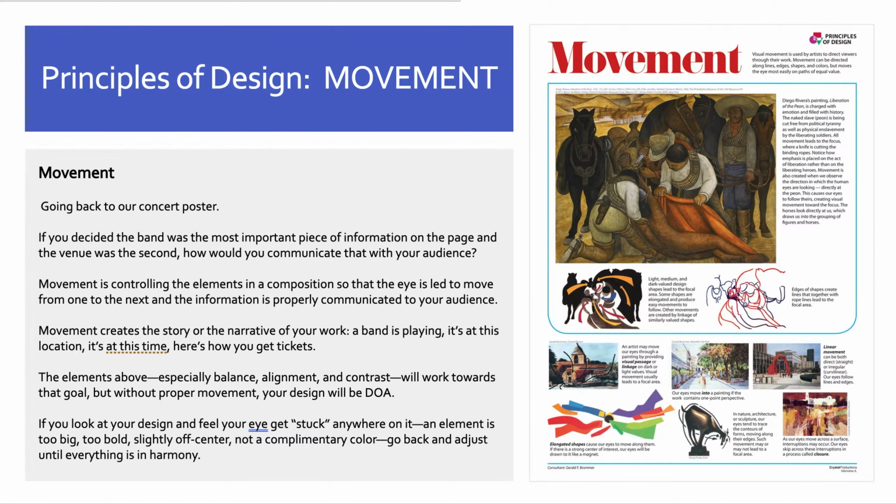Okay, movement. So movement is controlling the elements in the composition so the eye is led to move from one to the next and the information is properly communicated. Movement will create the story or the narrative of your work. We saw that with the series of flowing circles. And I'm going to show you examples of that, obviously, as we move through with architecture. If you look at a design and your eye gets stuck anywhere, you want to go back and you want to adjust that element to bring balance and harmony back to your design.